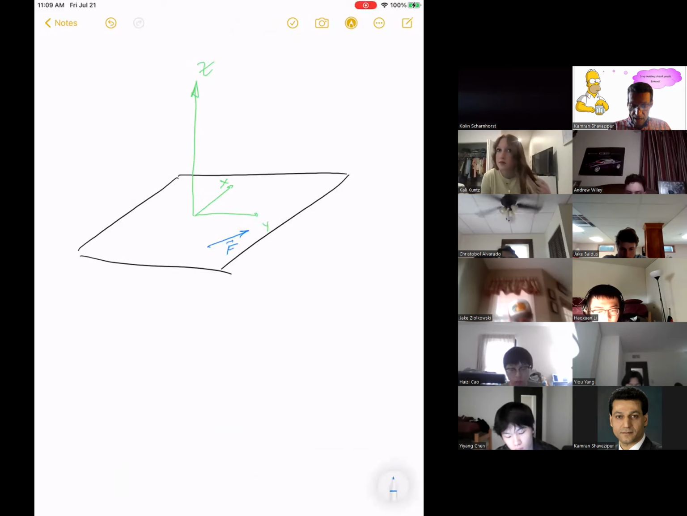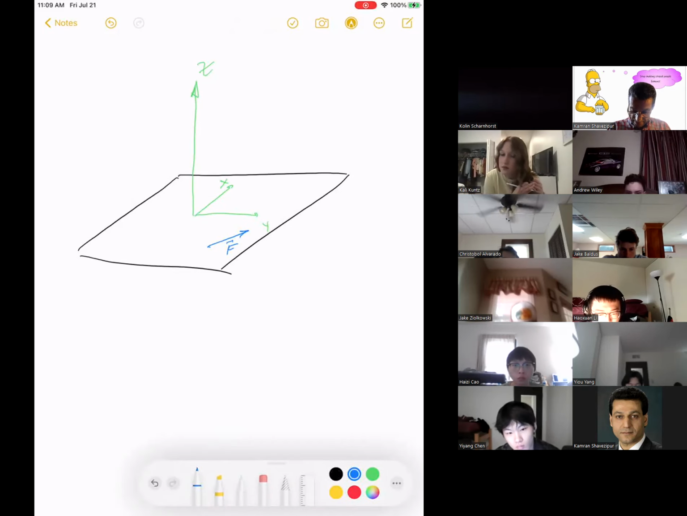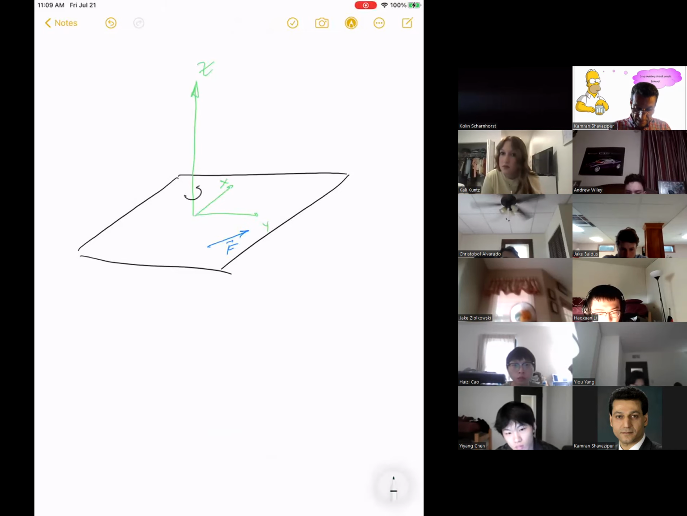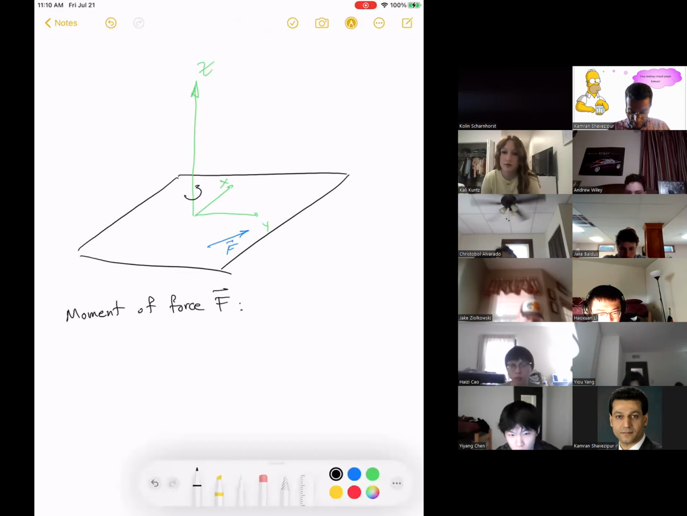Right? How much moment does this force F create about this axis? If we want to calculate the moment of force F, do you guys remember how we do that? Let's say, you know what, I'm going to make this a little bigger.